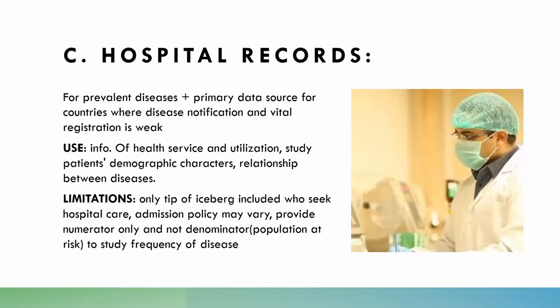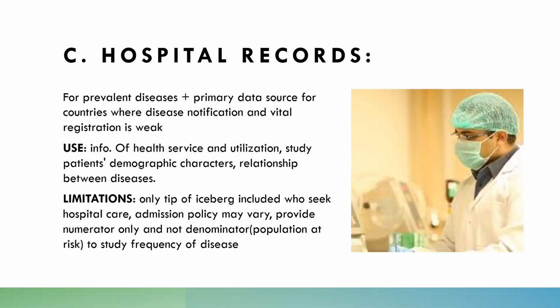Other hospital records can be in electronic form or in the form of papers. They are mostly used for the prevalent diseases, and are the primary data source for countries where the notification system, the electronic systems, or vital registration systems are weak. It gives information on health service utilization, and information is also taken on patients' demographic characteristics and relationships between diseases.